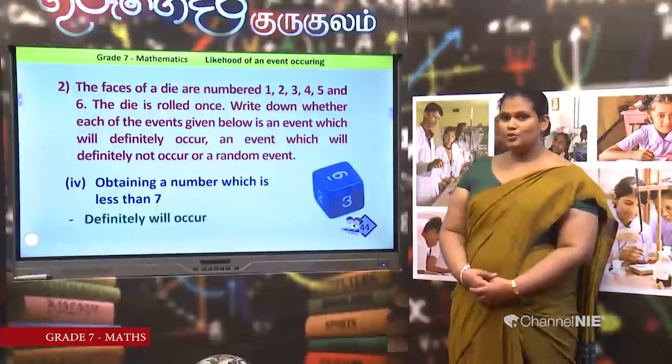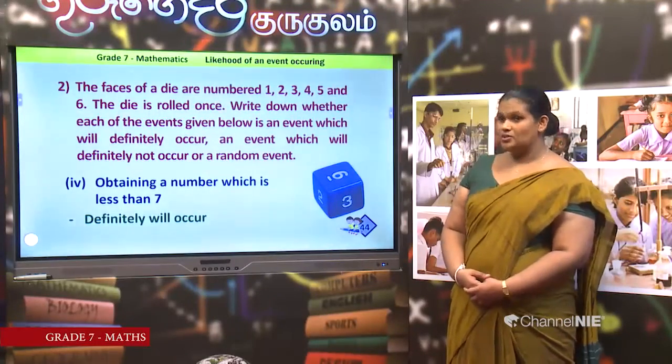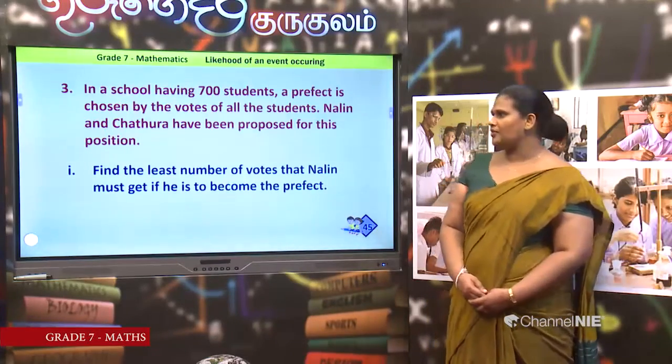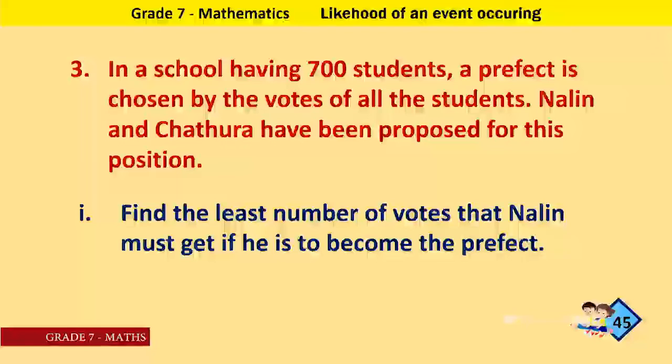Right. We'll move on to another question. This is question number 3. Right. Quickly we'll read the question. In a school having 700 students, a prefect is chosen by the votes of all the students. Nalin and Chatura have been proposed for this position.